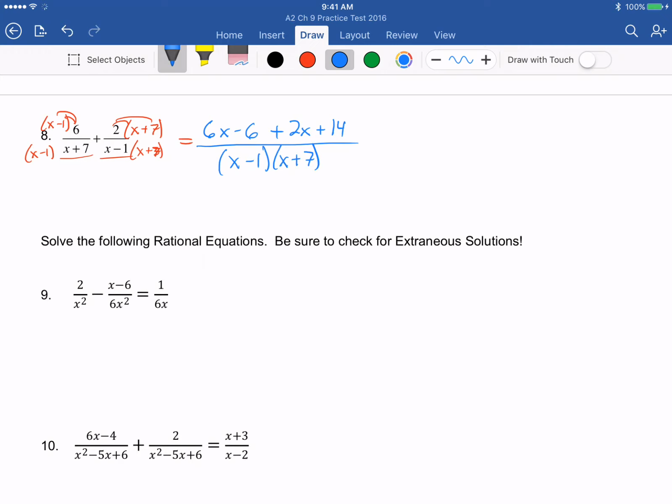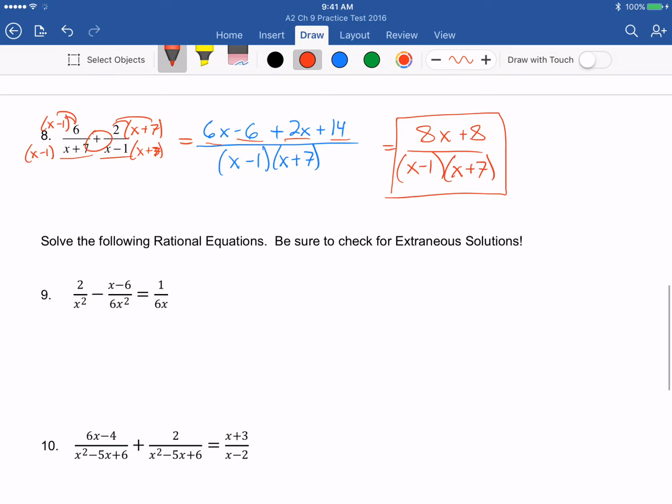All right, going through, combine like terms here. So I can combine my 6x and my 2x to be 8x. And I combine my negative 6 and my 14 to be plus 8, all over x minus 1 and x plus 7. That least common denominator. So adding those rational expressions, you need to get that least common denominator.